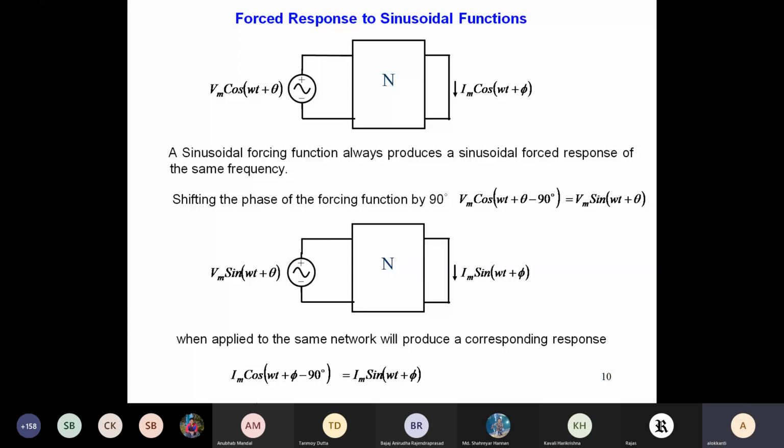So what we did was we put Vm cos omega t, it generated Im cos omega t. If you put sine, then it also generates sine.